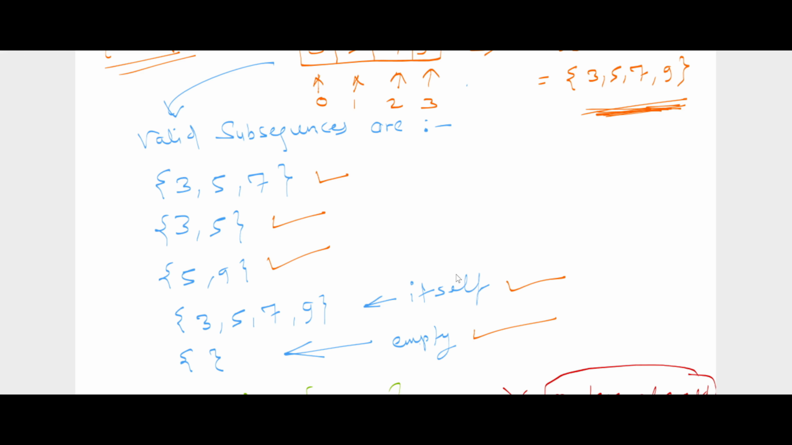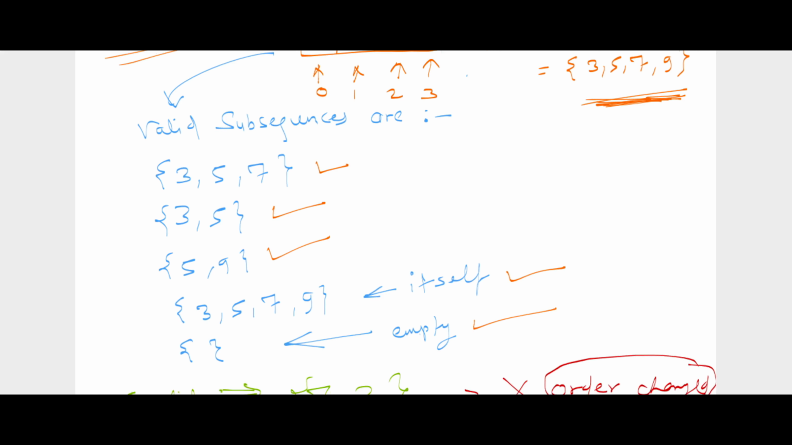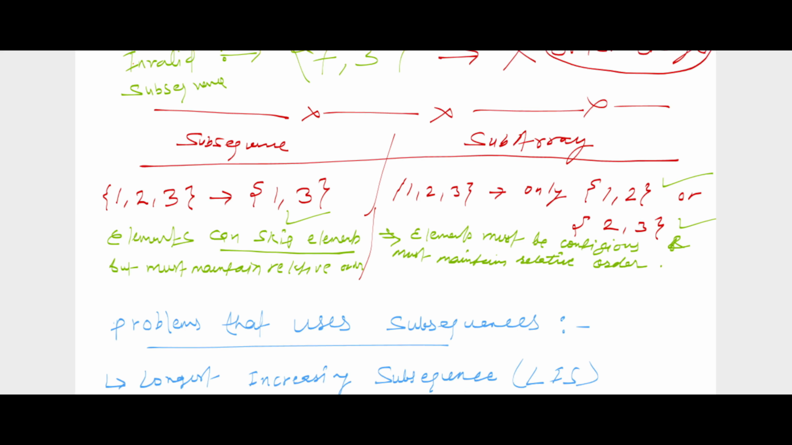Then what are not valid subsequences? Just think about what is not a valid subsequence. Let's suppose we have 7 and 3. You cannot change the order. If you change the order, this is not a subsequence.